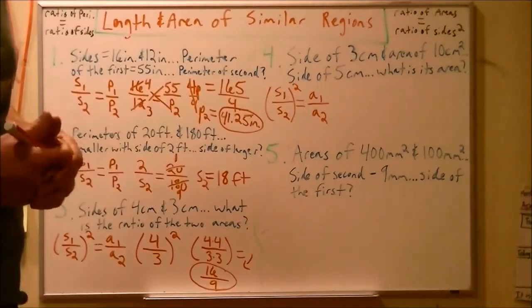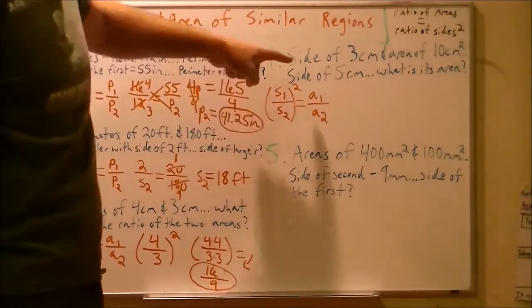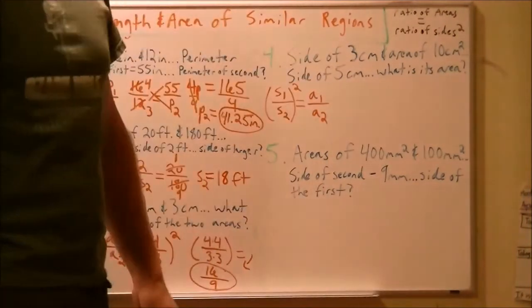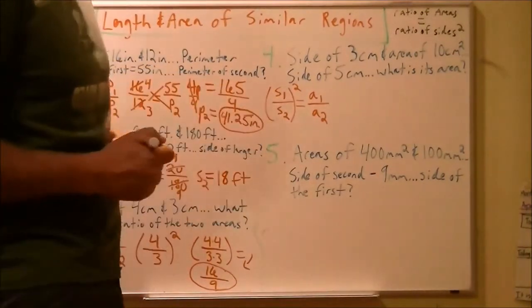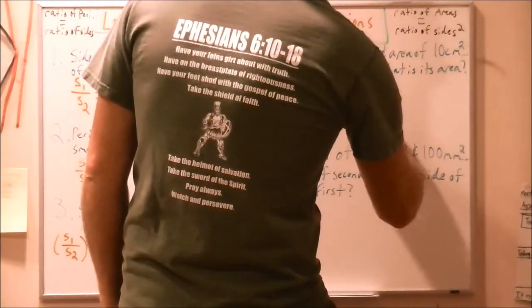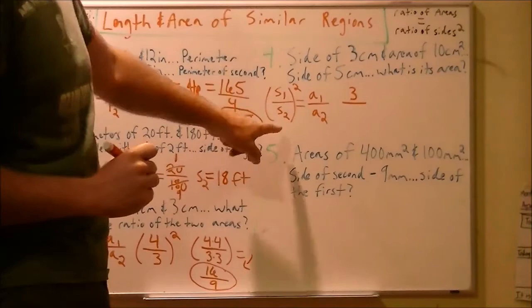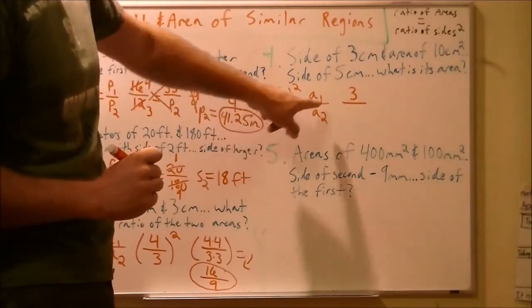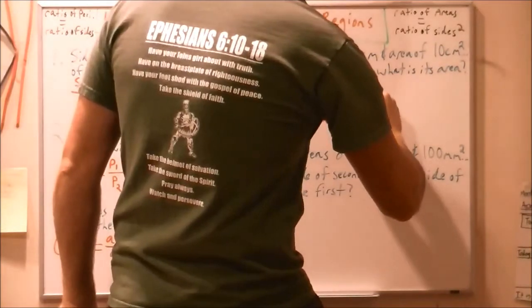Well, let's just plug in the information that we have, and let's do it in the order that they're introduced. Since 3 centimeters as a side is the first side that's introduced, let's plug that in for S1. So we will have 3 over, do we have the side of the second shape? Certainly we do. 5 centimeters, so we're going to put 3 over 5.